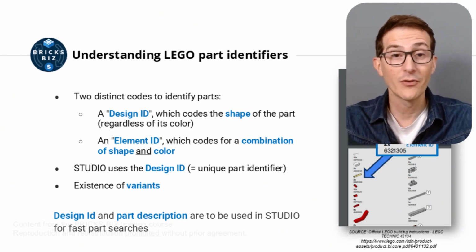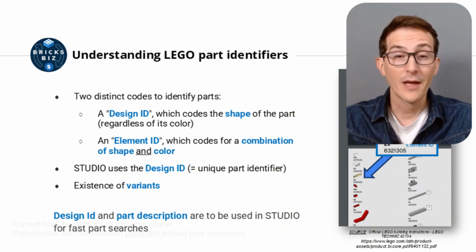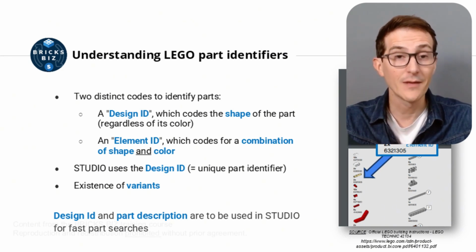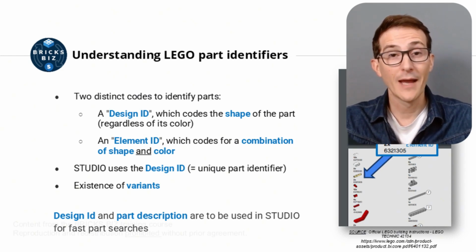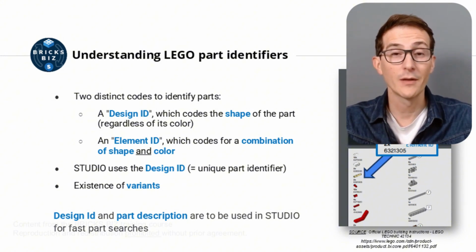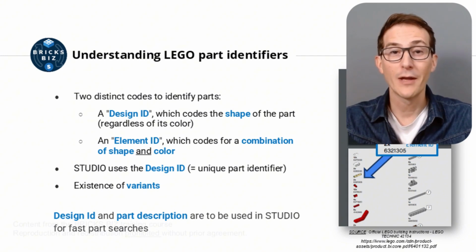The Studio software, and therefore the Bricklink website, makes use of the Design ID, i.e., the code that identifies a particular Lego part. You will sometimes see a letter or additional characters after this 4 or 5-digit code. This is used to identify variants of parts. For example, the head of a Lego minifigure will not have the same expressions from one figure to another. A different code will be used in this case. These are known as variants.